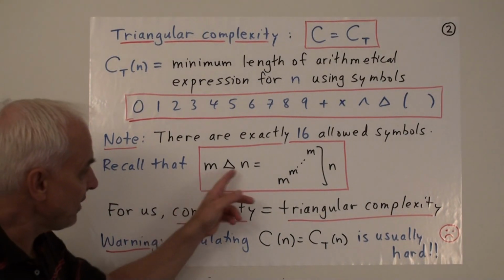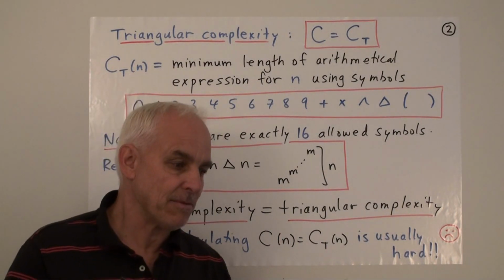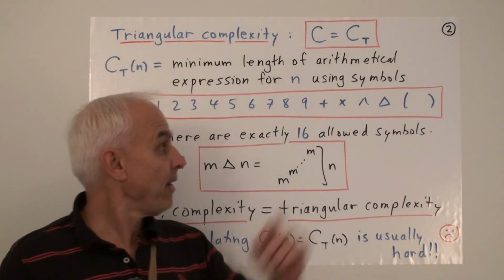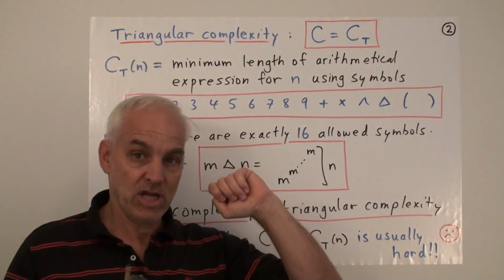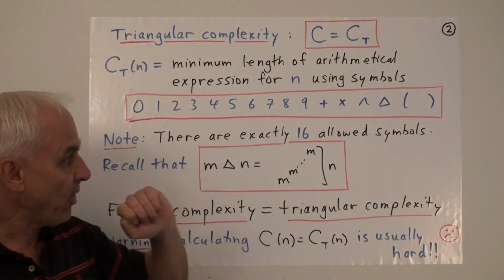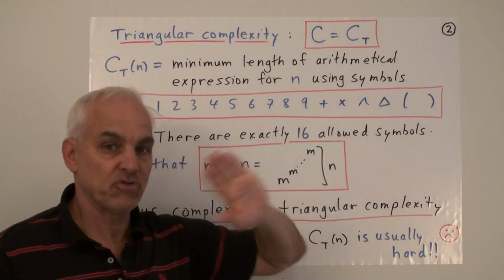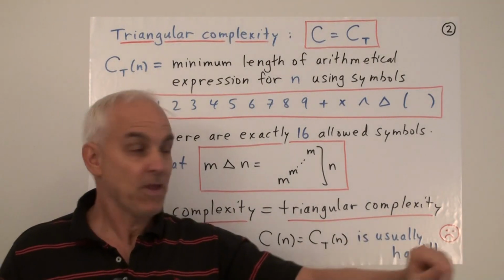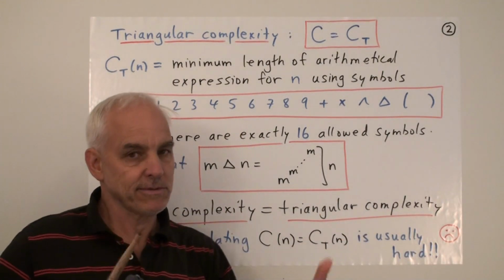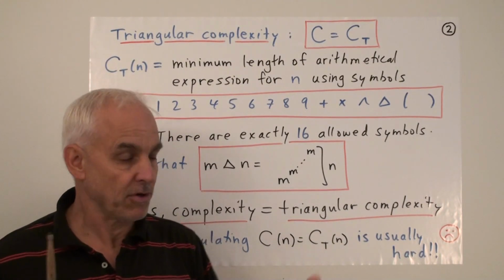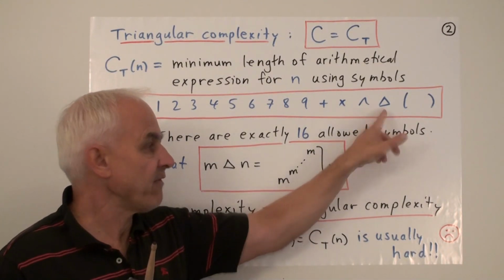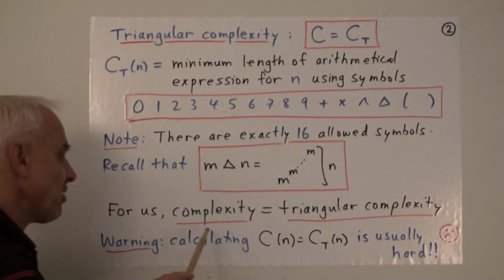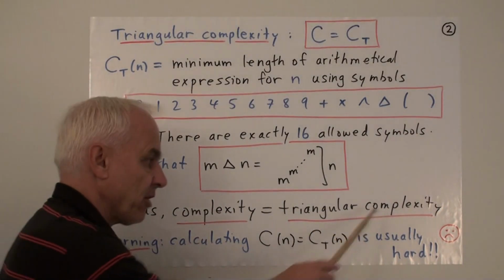So using this operation, we can of course create much bigger numbers much more efficiently than we can just with addition, multiplication, and exponentiation. So including this thing here will have a dramatic impact as we go to bigger numbers. But for relatively small numbers, like less than a billion or a trillion or so, it's not going to have a significant effect on complexity. But for us, complexity will mean triangular complexity.